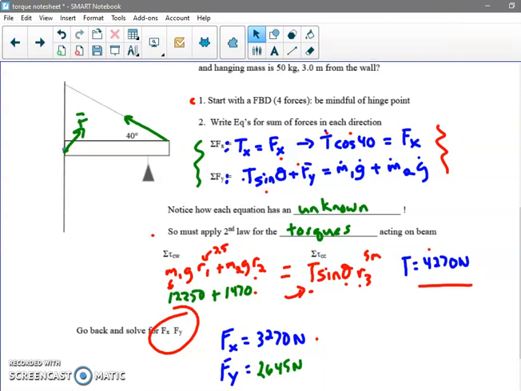Okay, so that's the last of our example problems. You'll see more for different situations.